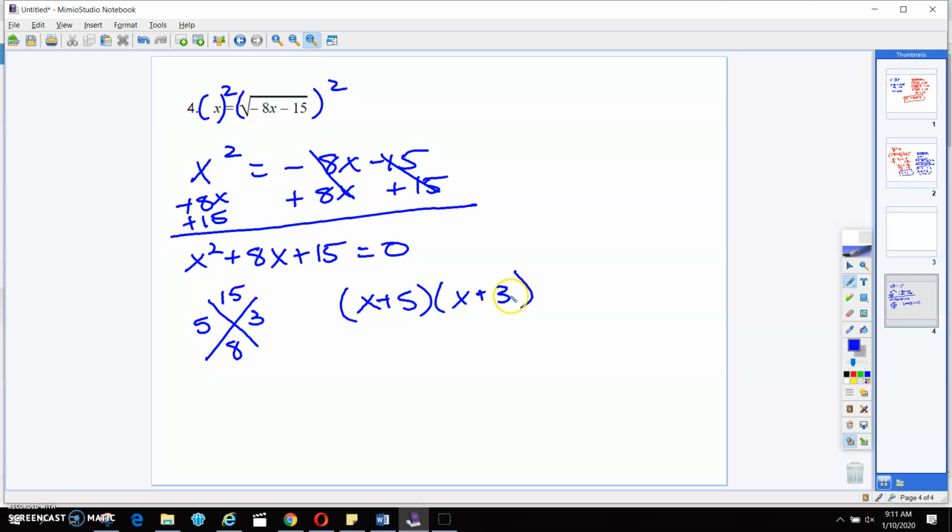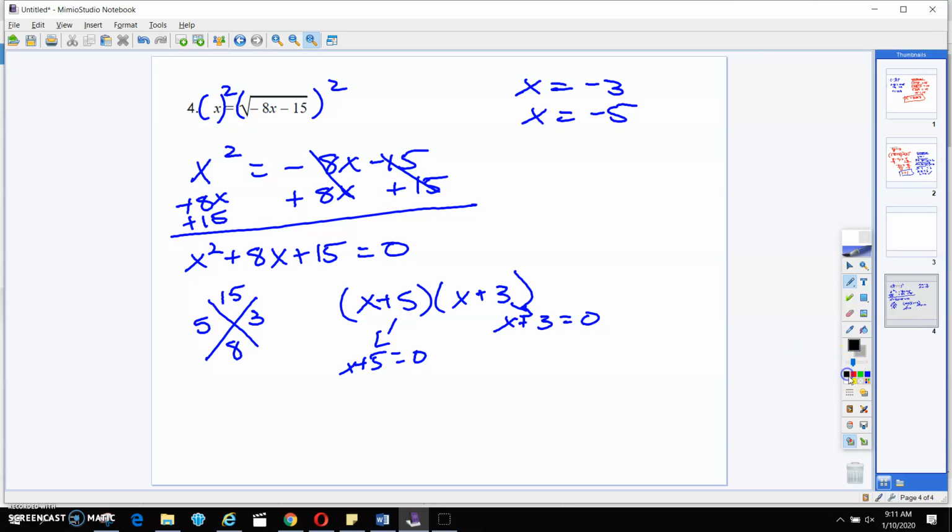But we know that when we solve, we're going to take both of these factors, set them equal to 0, and solve, right? So that's going to give me x equals negative 3 and x equals negative 5, right? Sorry for my terrible handwriting. So that takes us through step 3.